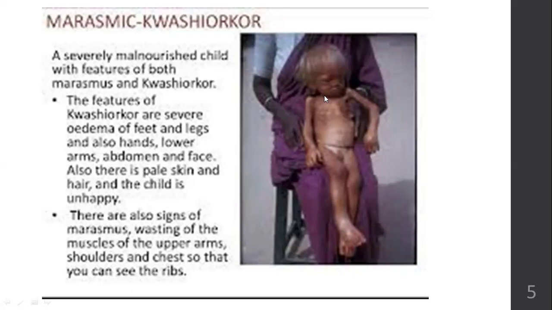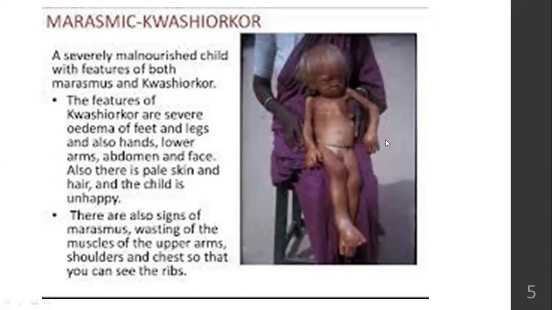If you look at the child, take the thoracic cavity and the abdominal cavity, from neck to the pelvis, if you divide this in half, the upper part of the body, the chest, upper arm, is severely wasted. You can see the ribs here. But the lower part of the body, from elbow to the fingertips and the stomach area, is bulging out. It is edematous.